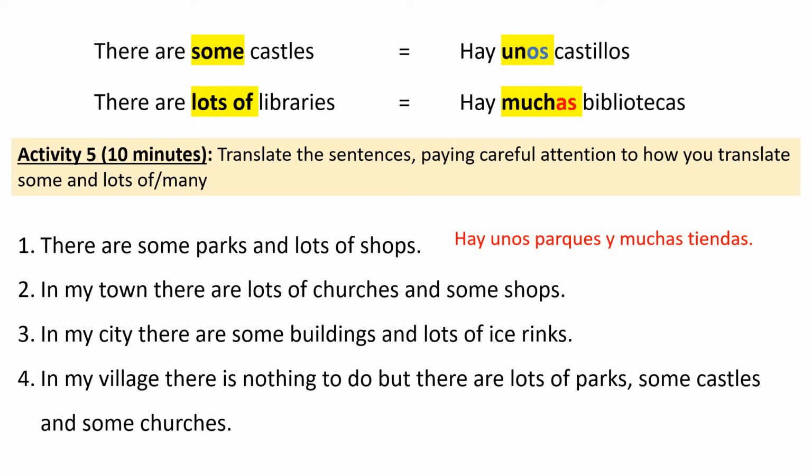For each noun, you need to think about whether it's masculine or feminine, and you can find that out by looking at the list you've got in your book, which you did at the beginning of the lesson. Then make it plural and decide if it's "lots of", is it muchos or muchas, and if it's "some", is it unos or unas, whether it's masculine or feminine. Okay, please pause the video now and translate these sentences. Please write both the Spanish and the English. Off you go now.